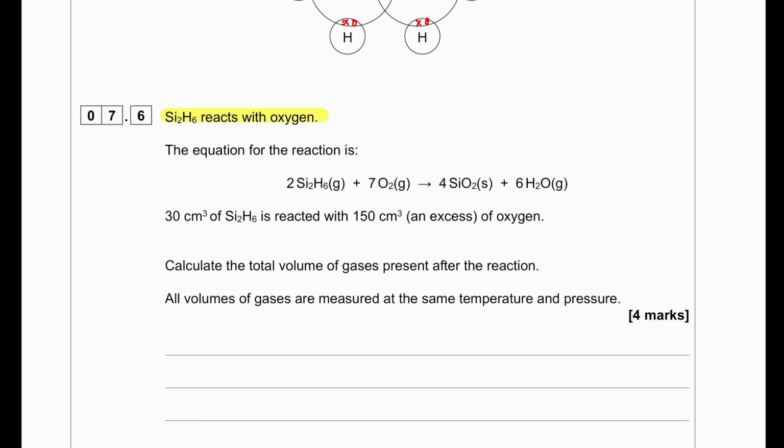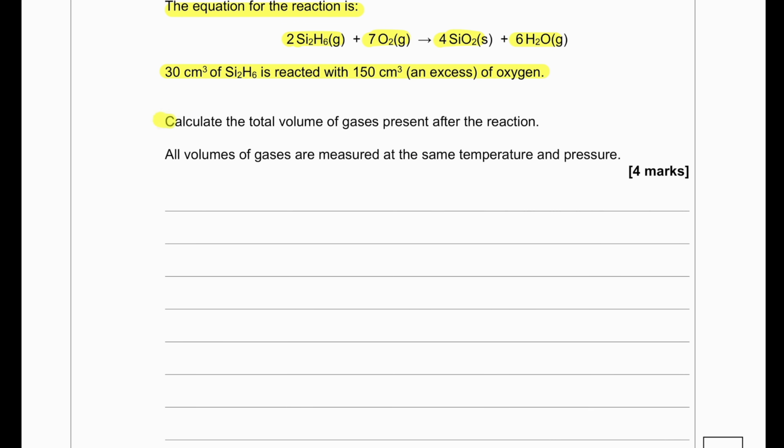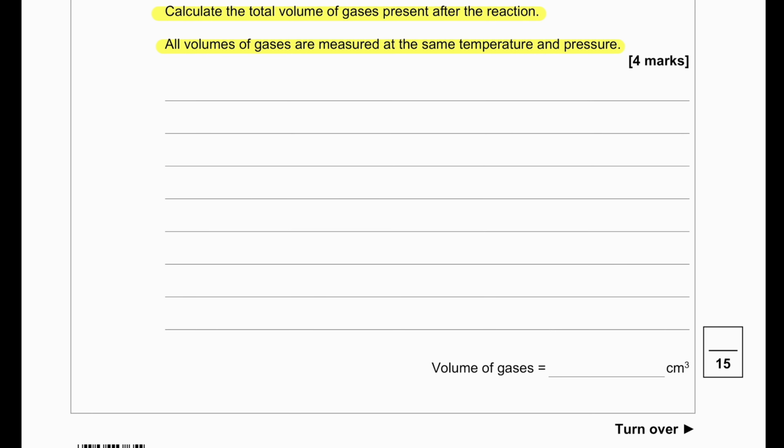Si2H6 reacts with oxygen. The equation for the reaction is 2 Si2H6 + 7 O2 → 4 SiO2 + 6 H2O. 30 cm3 of Si2H6 is reacted with 150 cm3 of an excess of oxygen. Calculate the total volume of gases present after the reaction. All volumes of gases are measured at the same temperature and pressure.